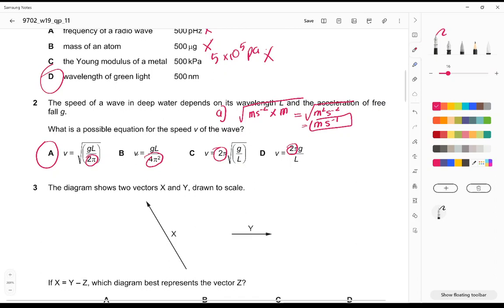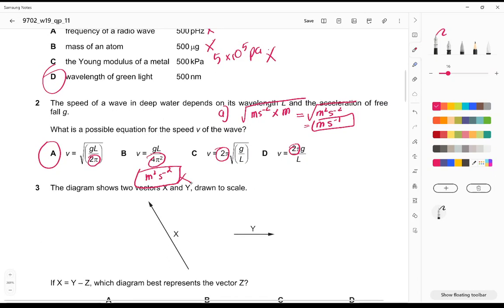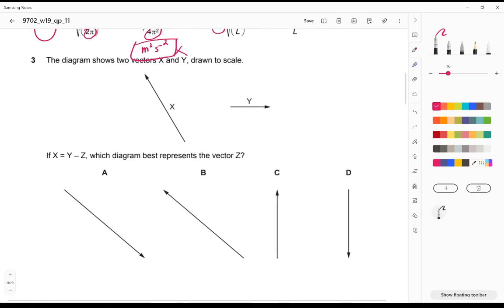You can clearly see that if we look at B, the square root sign is not there, so the units for B, for example, would be m square s minus 2. That is wrong. That is not for velocity, so this cannot be true. Same for all these other values. So let's move on to question number 3.